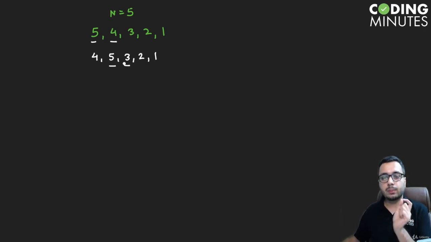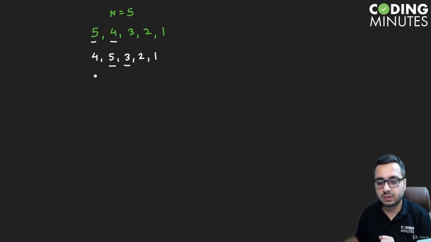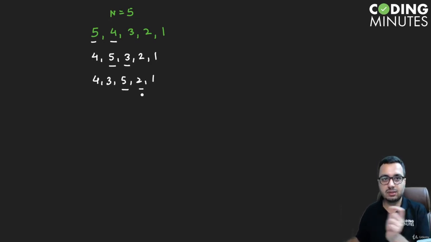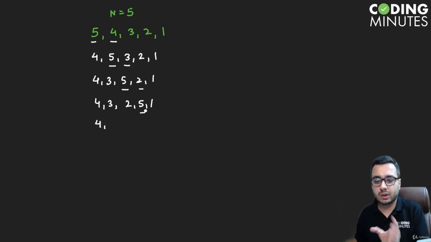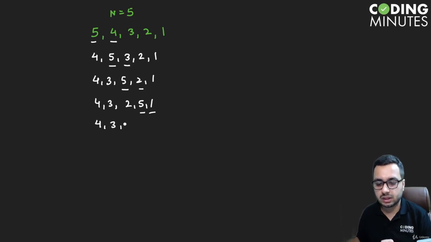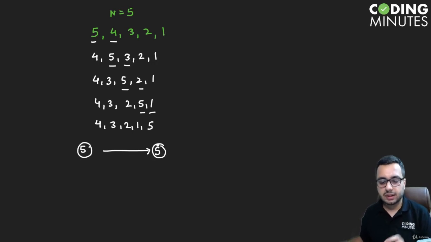Next time we compare 5 and 3, and this 5 will move forward, so we have 4, 3, 5, 2, 1. Next we compare these two, and it becomes 4, 3, 2, 5 and 1. Next we compare 5 and 1, and it becomes 4, 3, 2, 1 and 5. You can see this 5 was a larger bubble, and starting from the beginning of the array, it moved towards the end of the array. This is what happened in the first iteration.